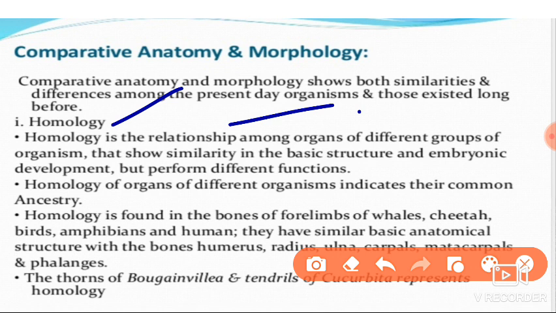So today we studied paleontological evidences, and then comparative anatomy and morphology: in that, homologous organs, the definition of homologous organs, along with examples. In the next video lecture we'll begin another important concept, analogous organs, and we'll study that in later classes.